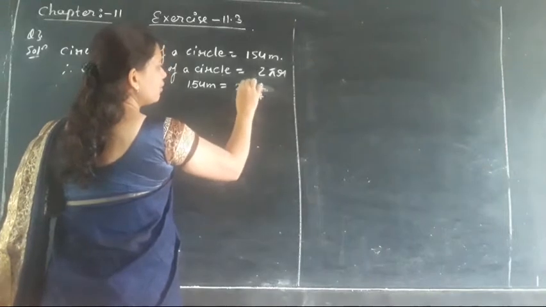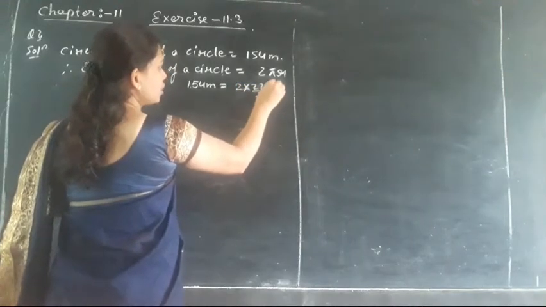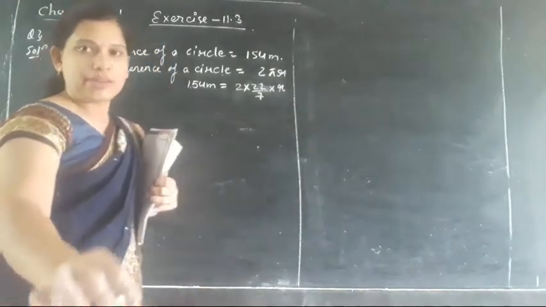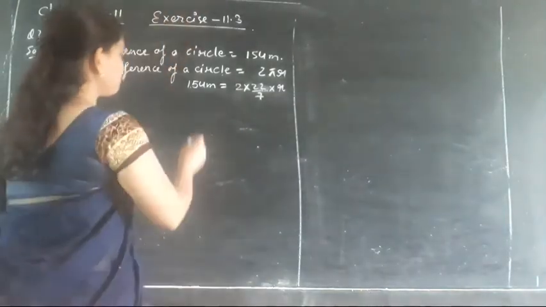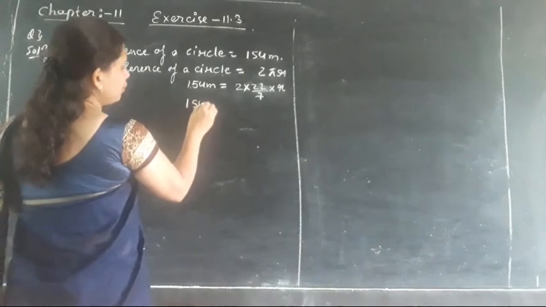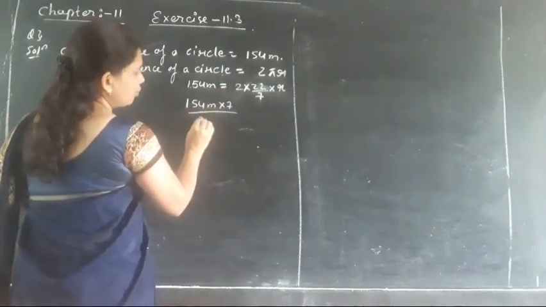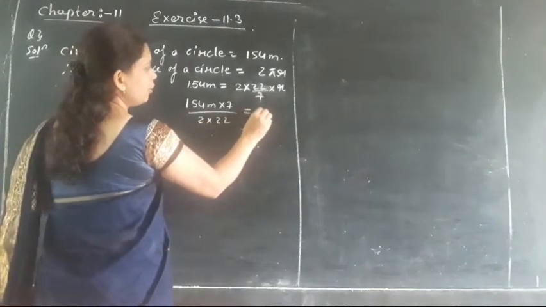We have to take the value of pi as 22/7. It is already given in the bracket of question number 3. The r value, that is the radius, we have to find out. Clear to everyone? Now 154 meter, here 7 will get cross multiplied and 2 into 22 will come in the denominator.